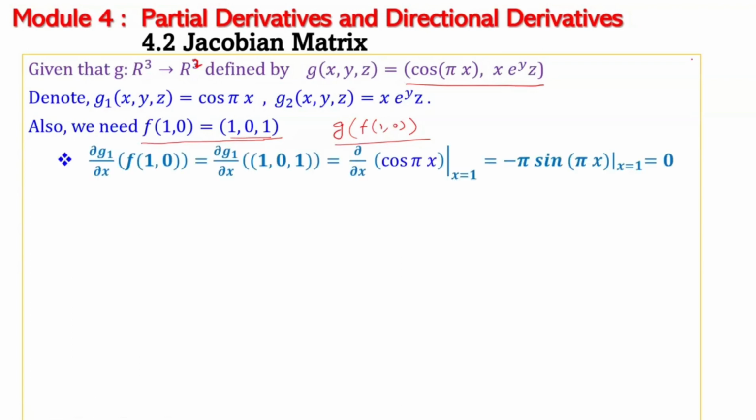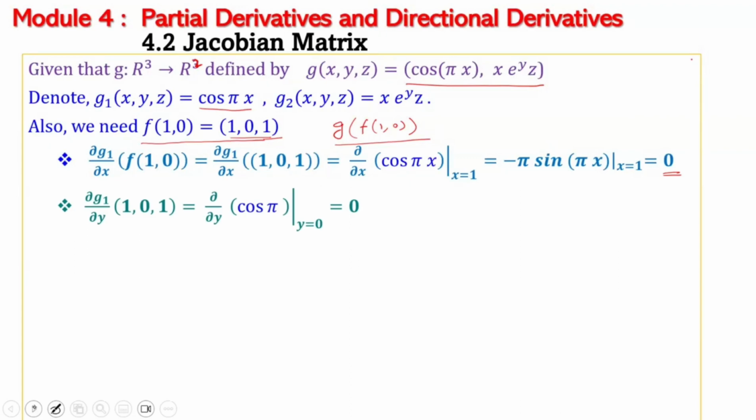So again, we continue with the similar partial derivatives, and so del G1 del x at f(1,0). So this is the point, and it is the partial derivative of cosine pi x. This will be minus pi sine pi x at x equal 1. So it will become sine pi, and sine pi will be 0.